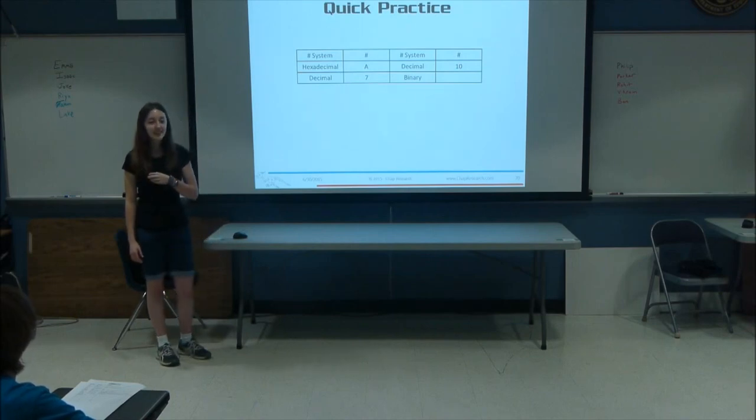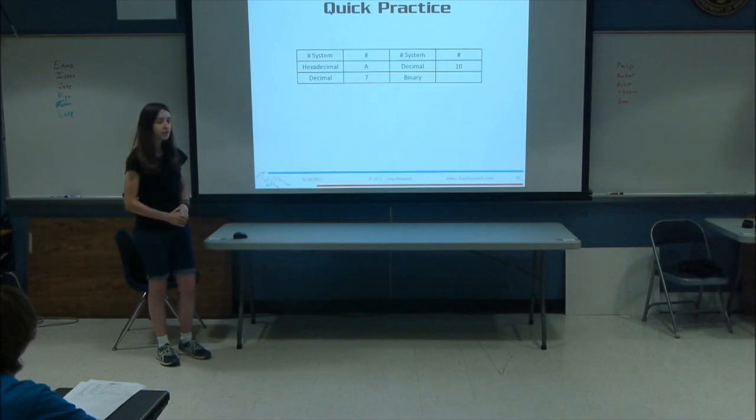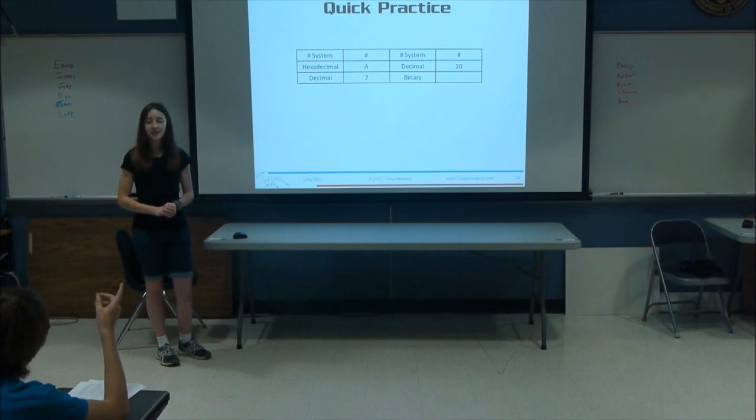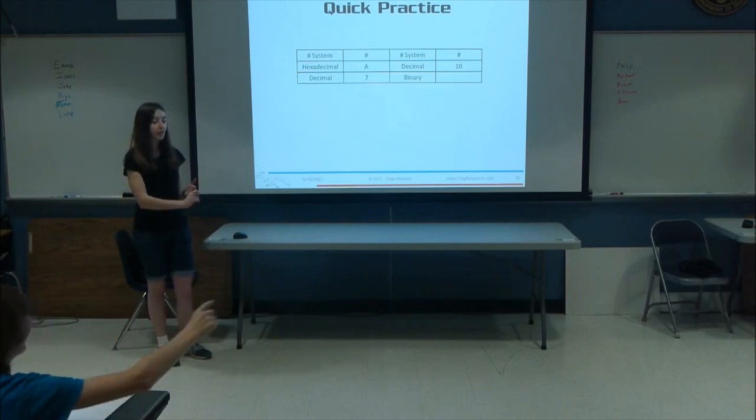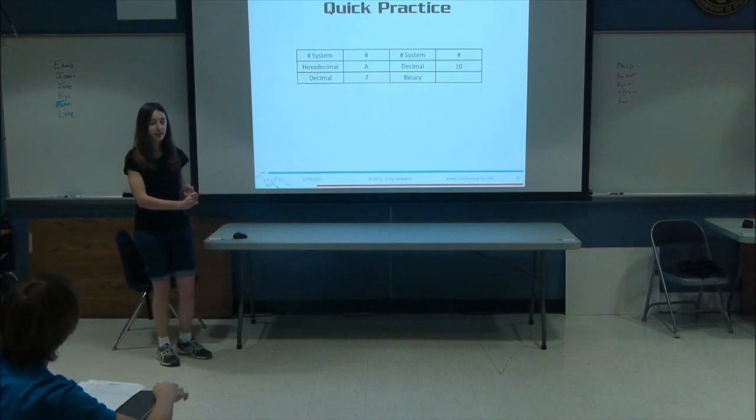Oh, 7? There's no 7 in binary. Solve for the thing that's not there, right? Oh, 1. If you have enough people that have it, it's 3 ones in a row. Does anyone need an explanation of why that is?